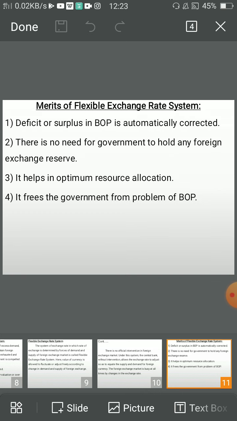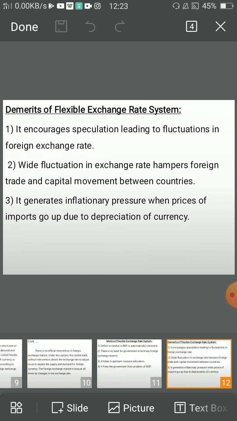It helps in optimum resource allocation because it is the forces of demand and supply which determine the rate of exchange. It frees the government from the problem of balance of payment. Under the flexible exchange rate system, the exchange rate increases or decreases. So it frees the government from the problem of balance of payment.